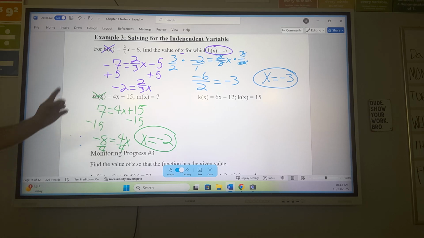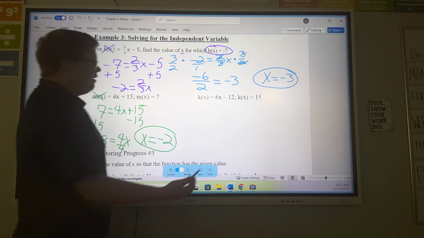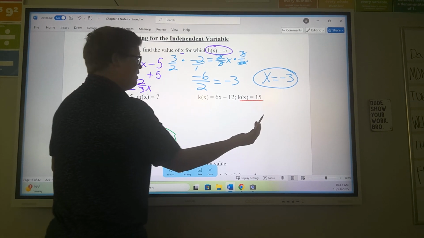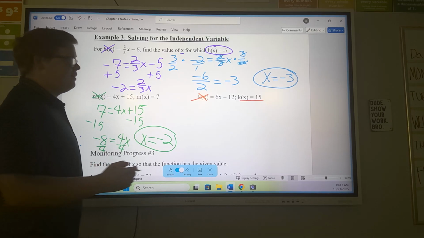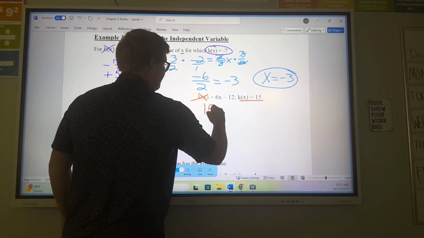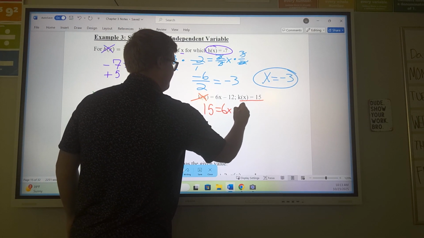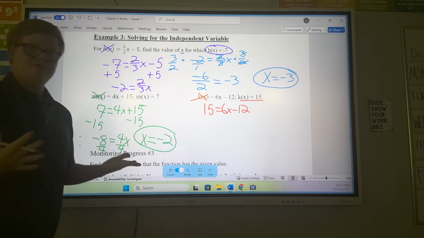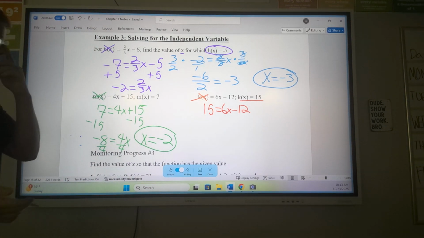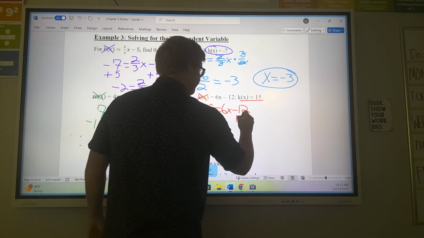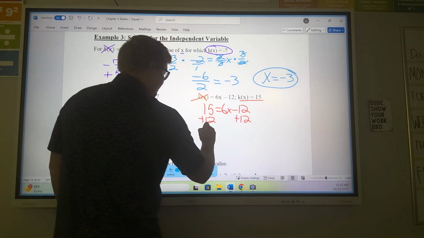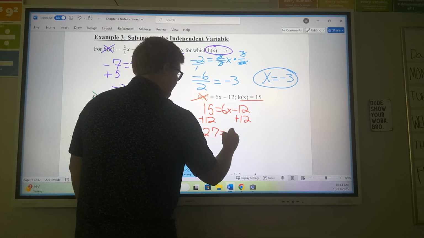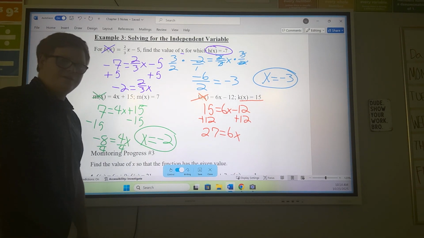Okay, now we're going to solve the one on the right. We see immediately our k of x equals 15. That means we are knocking out our k of x. We are putting 15 in its place. 15 equals 6x minus 12. Again, we are just solving this like a normal linear equation. We add 12. We know 15 plus 12 is 27. And now we have to divide by 6.